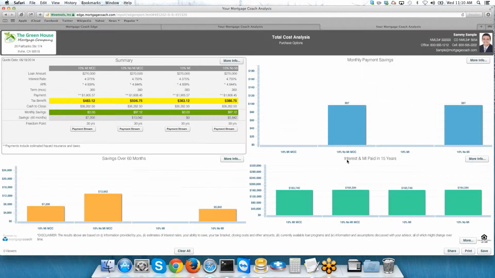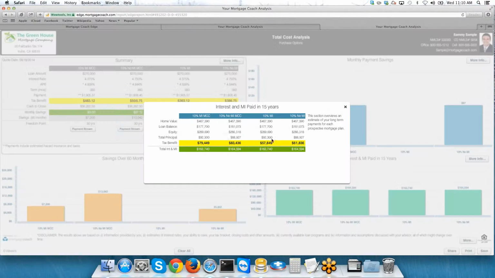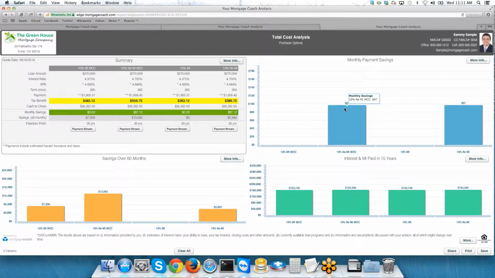Now, when we look at the long term, you can see interest in MI paid in 15 years. This does not include the tax benefit. So we're just looking at the interest in MI totals up here. So you see the green lines. We still do show the tax benefit in the detail here, but our total interest in MI is what we're looking at. So we're not including that tax benefit calculation in the long-term section.